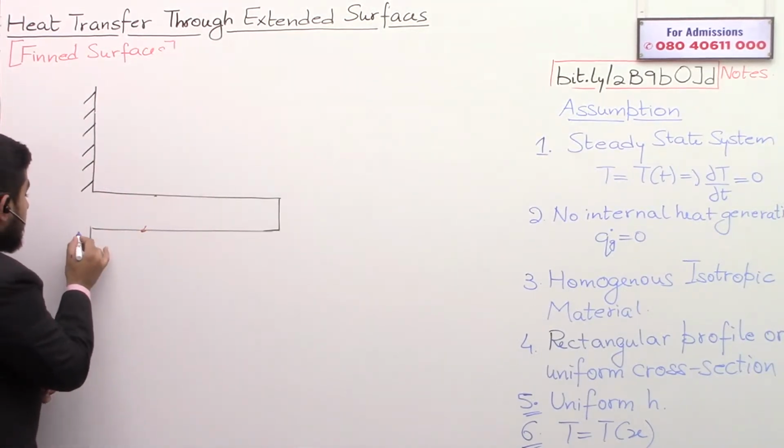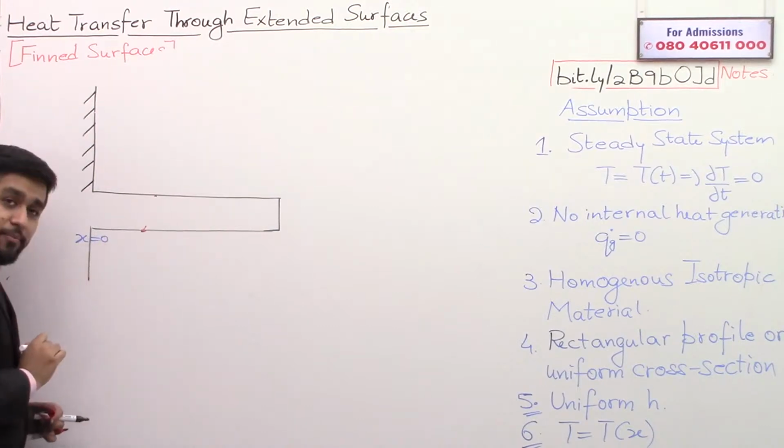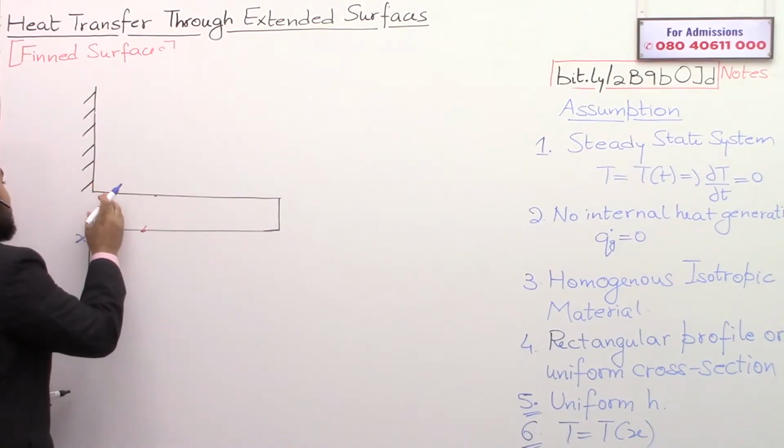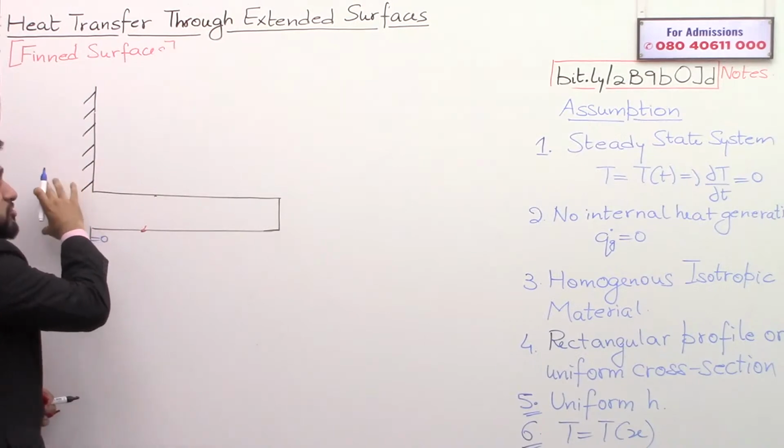We are simply going to say this is x equal to 0, okay? This x equal to 0 is the point where the fin is attached to the base.